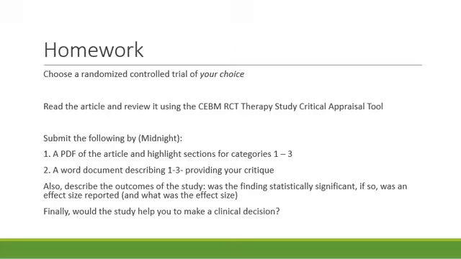Also describe the outcomes of the study. Was the finding statistically significant? If so, was an effect size reported? And what was the effect size? Looking back at that Cohen's d information. Finally, would this study help you to make a clinical decision?